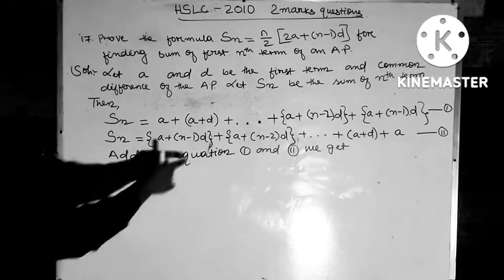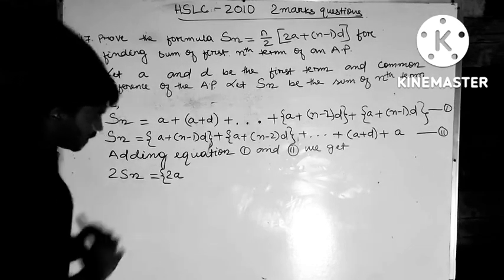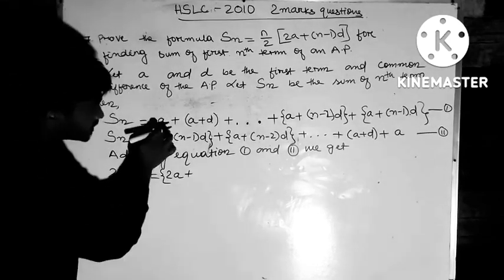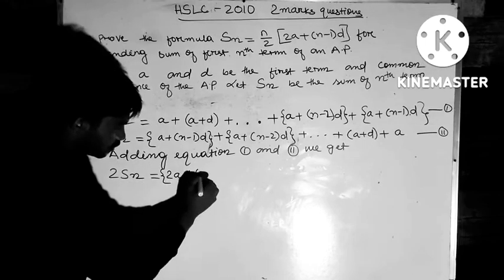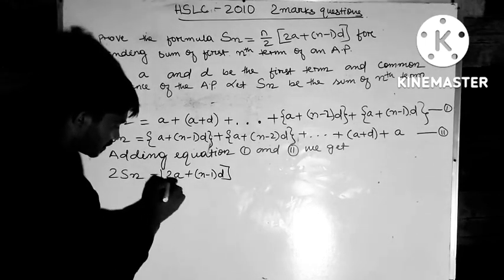Now let's see. When we add these two, what do we get? a plus a is 2a. Yes or no? 2a. After that, nothing is left, but here we get this. So we'll put (n minus 1) d. Okay, one term, plus.